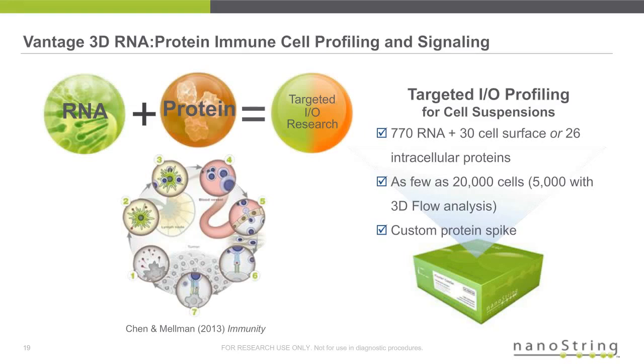You'll see our typical input is about 20,000 cells, but as we get into some of the specific applications, you'll see that you can go down to lower numbers of cells. And importantly, you can look at the content and decide that some of it looks great, but you really want to add some additional content to it. That's no problem. You can send us an antibody. We'll add a custom DNA tag to it, send it back to you. You then spike it into the panel. So you can add custom content to the assay.